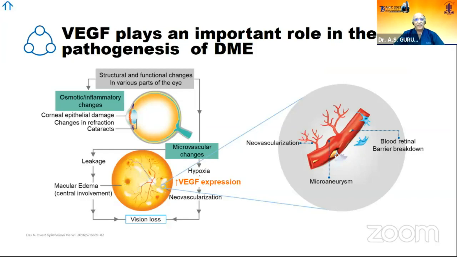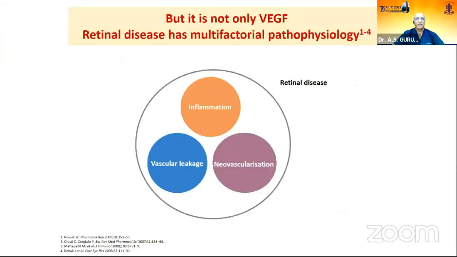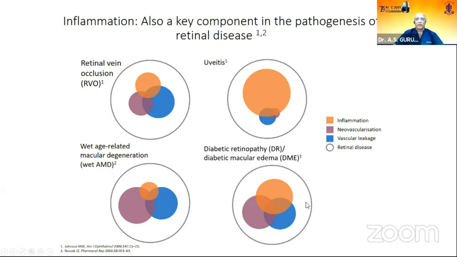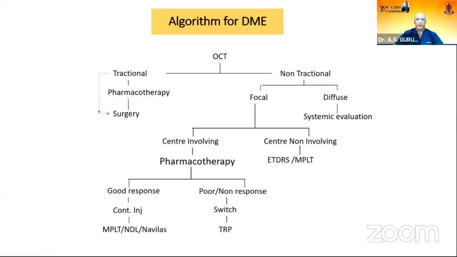So VEGF is an important mediator in the pathogenesis of DME. We know that, but it is not only VEGF. Retinal disease has a multifactorial pathophysiology, and we know that there is inflammation, vascular leakage, and neovascularization causing retinal disease. And diabetic macular edema is no exception. There is a substantial contribution of inflammation in the causation of diabetic macular edema.